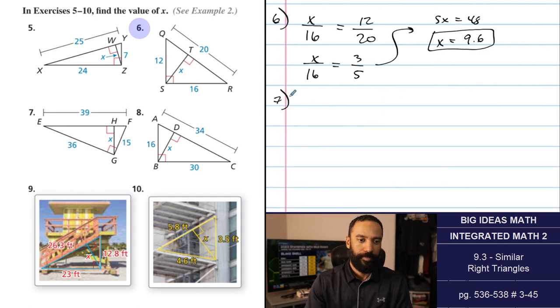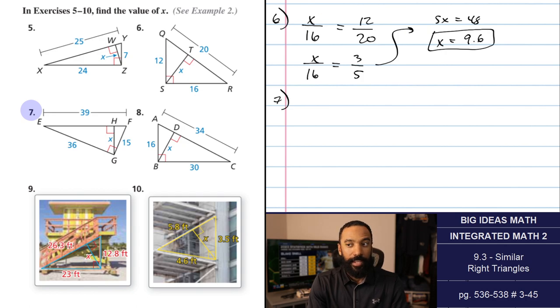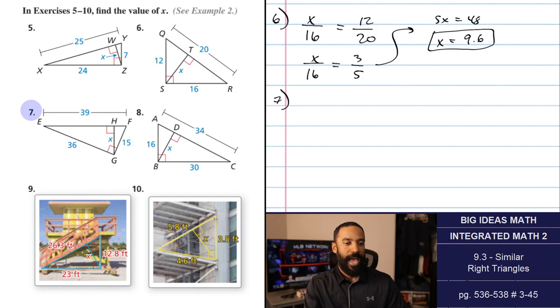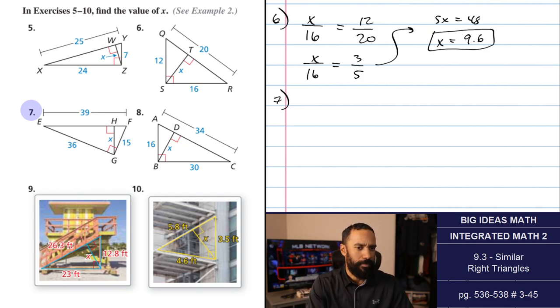Number 7. And again, redraw the triangles, please. By all means, redraw the triangles. But the end goal is you're still going to do a setup here. X is once again, all these problems really have the same information. These aren't changing. So what I did on the last problem, I think, was different from what I did on the problem before.